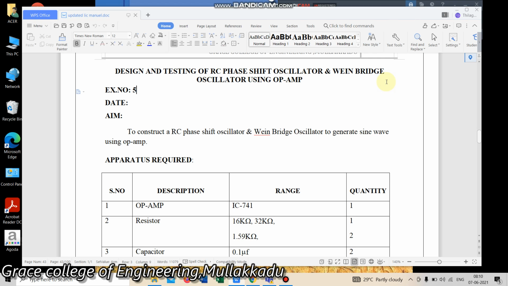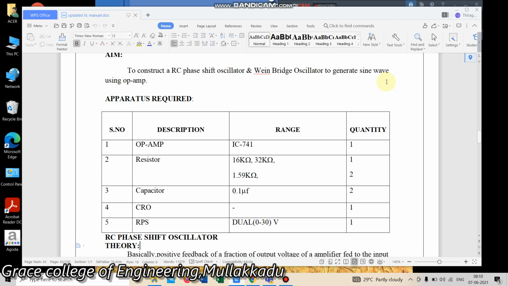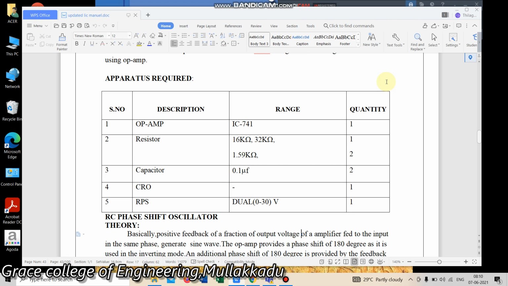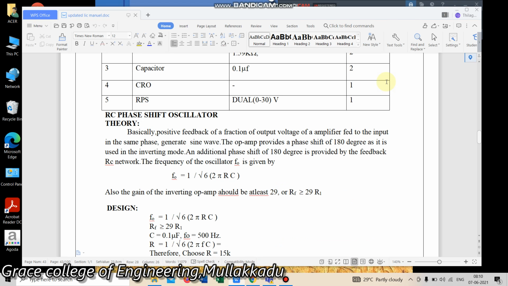These are the components required for designing the circuit: resistance, capacitance, operational amplifier, CRO to see the output, and RPS for power supply of the operational amplifier.